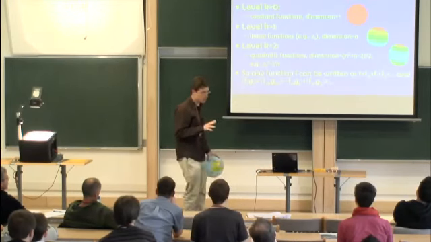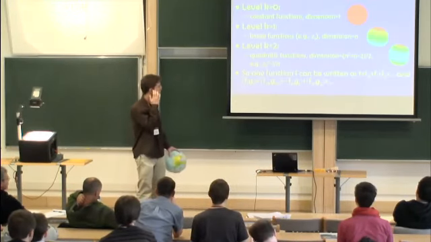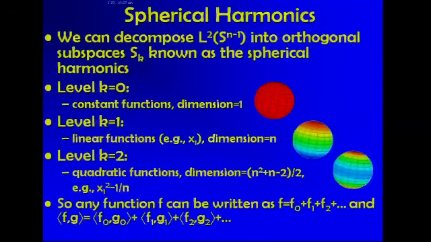Okay, but the bottom line is this. Any function can be decomposed into levels. That's what we do in Fourier analysis. You can write any f as f0 plus f1 plus f2 and so on in this decomposition, and then the inner product of f and g is simply computed level by level, because these are orthogonal subspaces. So the inner product of two functions is the inner product in the 0th level, in the first level, in the second level, and so on.